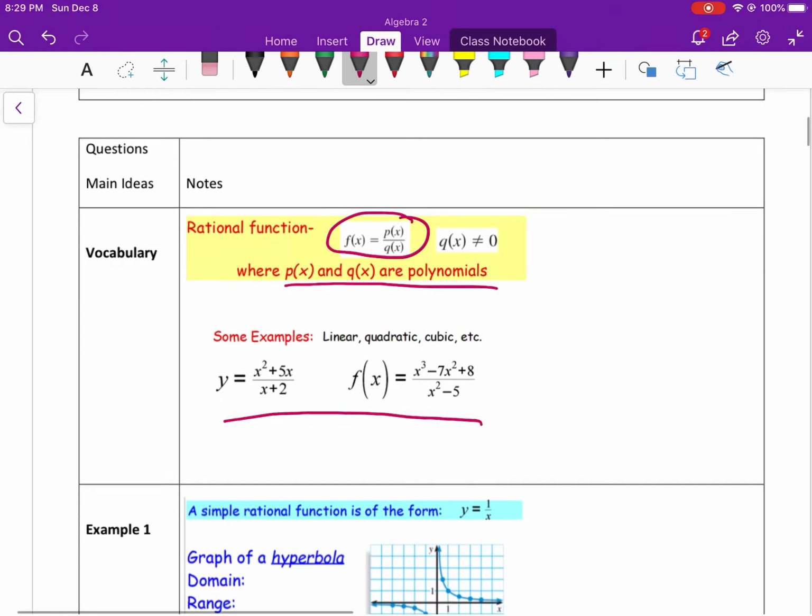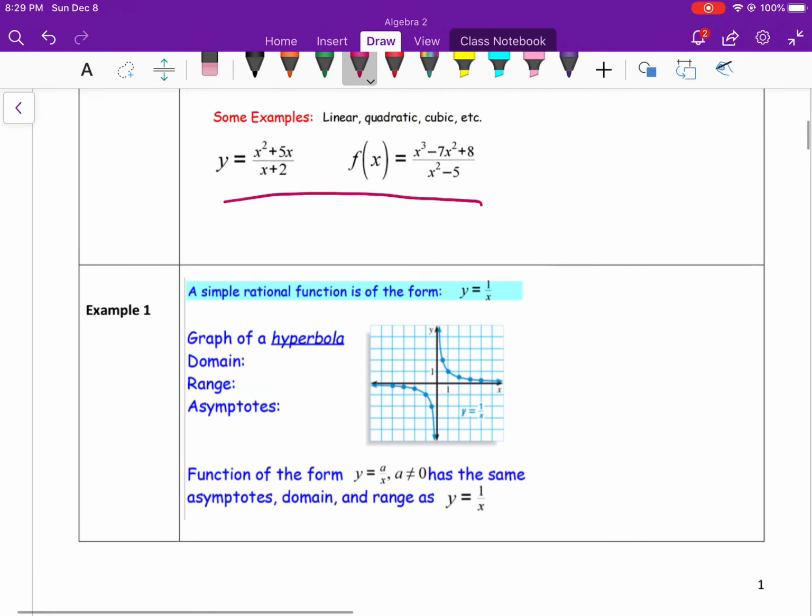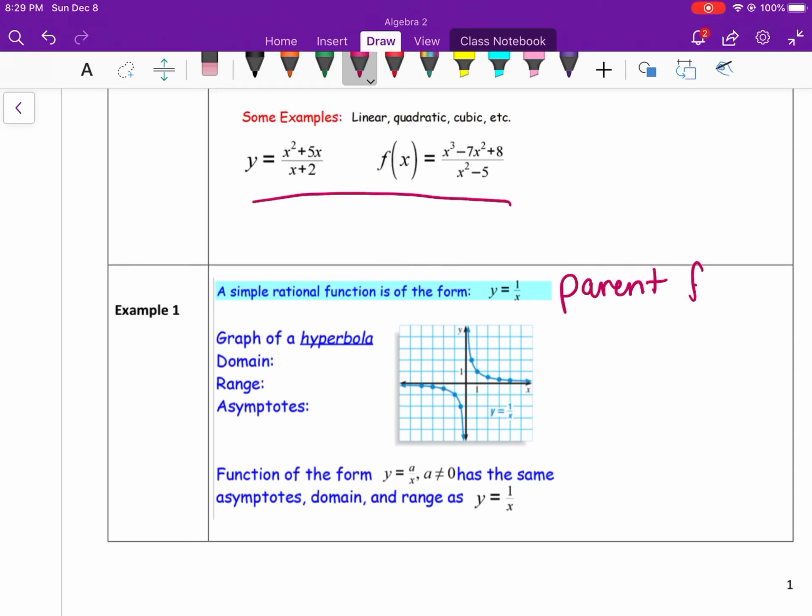A simple rational function is in the form y equals 1 over x. This is what we call the parent function of the simple rational functions. And when you graph a rational function, it makes what's called a hyperbola. Hyperbolas have these branches that are like mirror images of each other. They're actually reflected over this line here, the line y equals negative x.